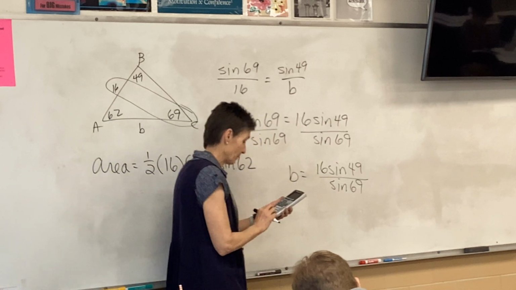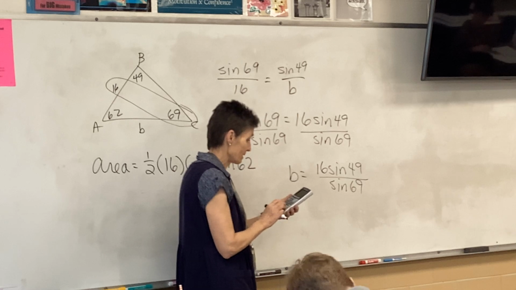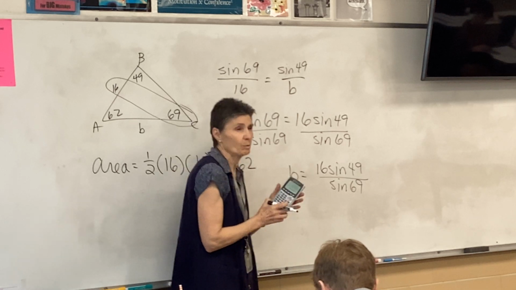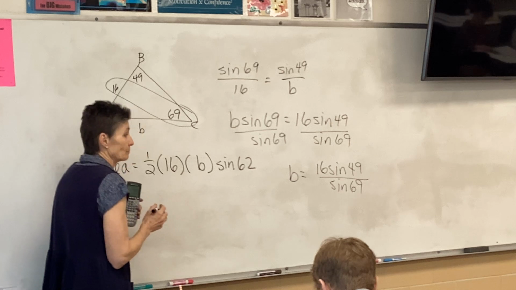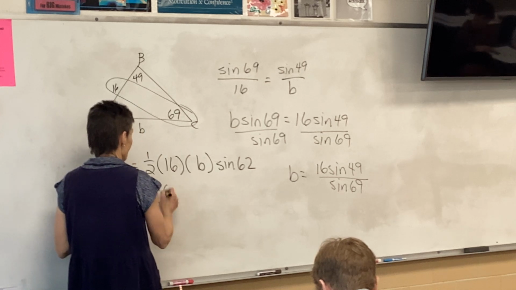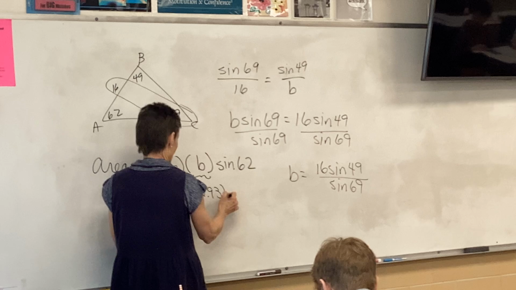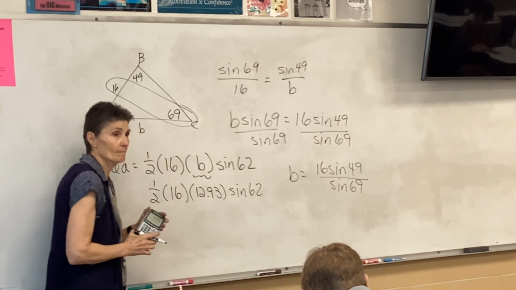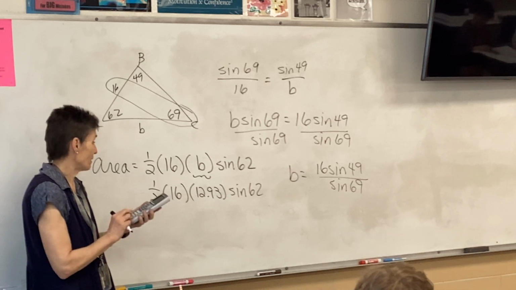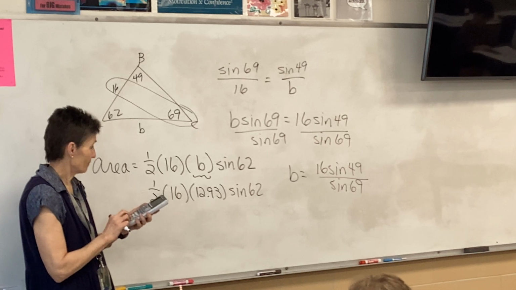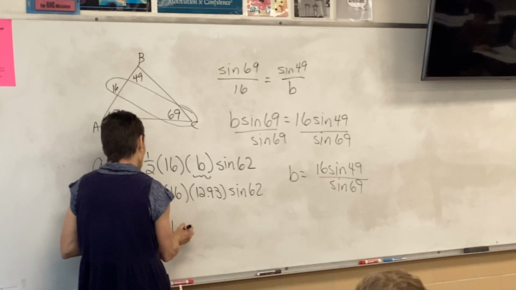Now I'll type that in. 16 sine 49 divided by sine 69. Did you get like 12.93? So side B, this is what I was looking for, now I know it's 12.93. And now I can find my area. Did you get 91.33? Yep.